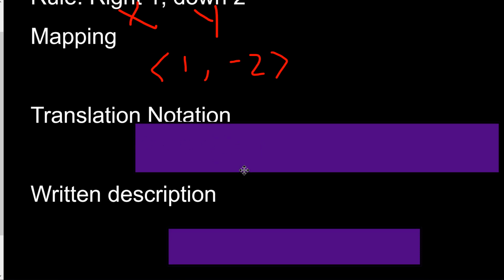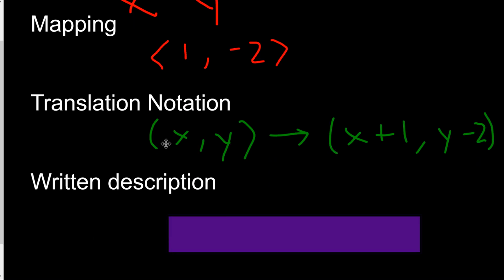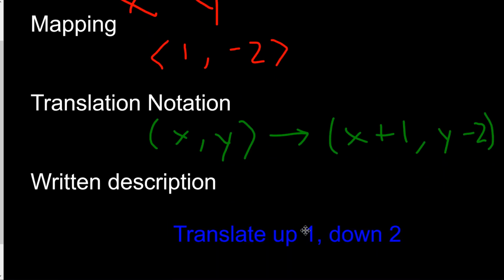Then you can also write it with translation notation, so it would look like this. X comma y turns into x plus 1 comma y minus 2, because you're subtracting 2 from the y and adding 1 to the x. The written description is just like what it is up here. You just simply write translate up 1. Ooh, excuse me, not up.